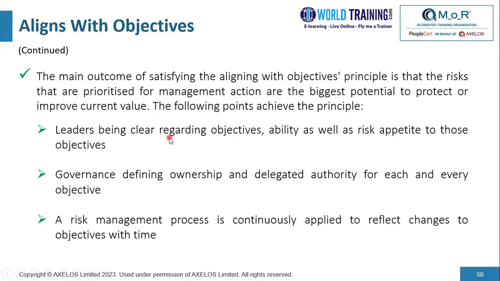Leaders being clear regarding objectives. There has to be clarity on what the objectives are. What are the investment objectives? Why is it that we are investing? Let's say, for example, you're investing in a solution so that there is better compliance, or a solution that would bring about greater operational efficiencies, or a solution that would bring about some traceability. So there has to be clarity on the objectives. It is only then that we can track the risks on the initiative. So leaders are being clear regarding objectives, capability, as well as risk appetite relative to those objectives.